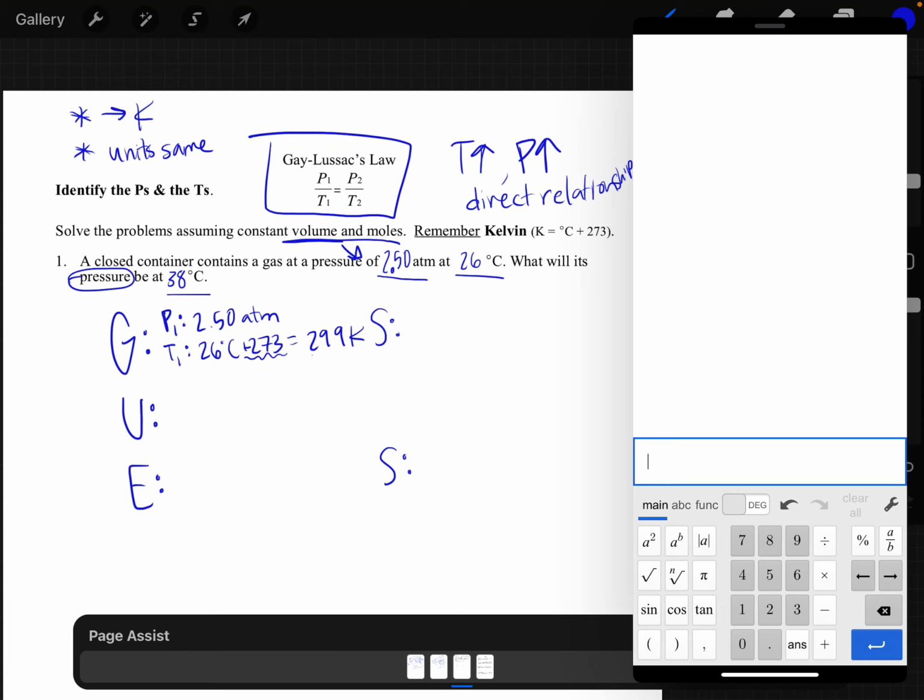Okay, I'm going to keep reading. It says, what will its pressure be? So we're missing the second pressure. That's our unknown. At 38 degrees Celsius. So the second temperature they gave us was 38 degrees Celsius. And once again, if I'm going to want to get to Kelvin, I'm going to do that immediately. In my calculator, I just add those two numbers, and I get 311 Kelvin.